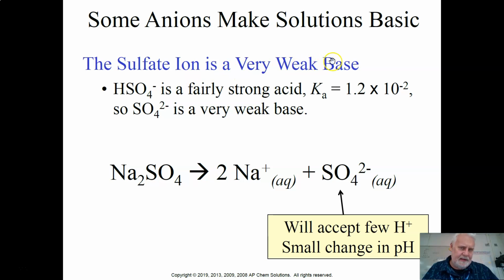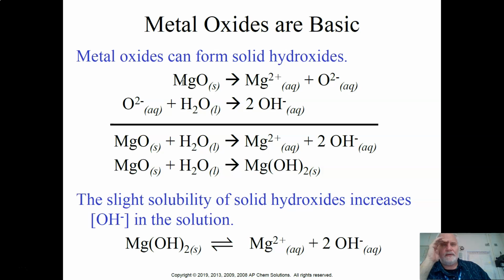The sulfate ion actually acts as a very weak base. Ka is an equilibrium constant for an acid, and so SO4 is a very weak base. What will happen is this will accept a few hydrogens, enough to change the pH in a very small amount. So sulfate ion is just one of those unique examples that work as well.